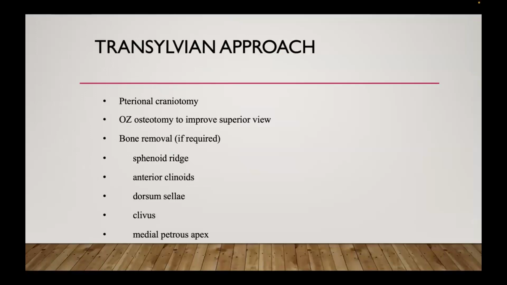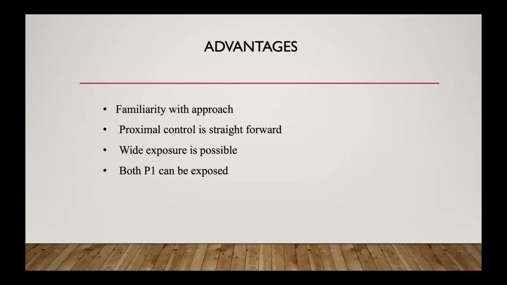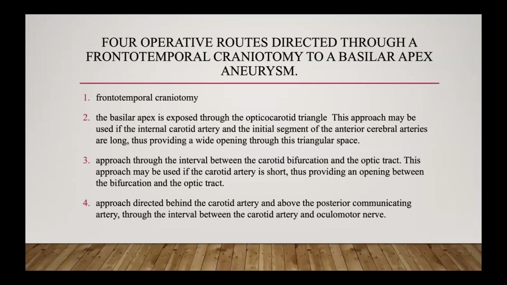So the other standard approach is the frontotemporal craniotomy and trans-sylvian approach. When we are talking about this craniotomy, we usually have four operative routes which we can take to arrive at a basilar apex aneurysm. The standard is, of course, the frontotemporal craniotomy and the trans-sylvian route.